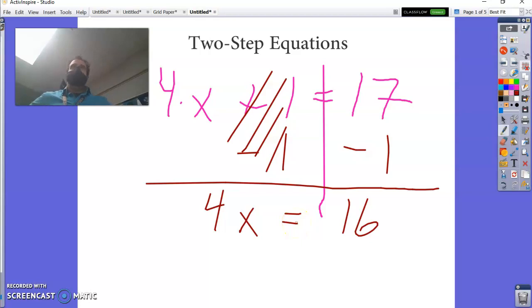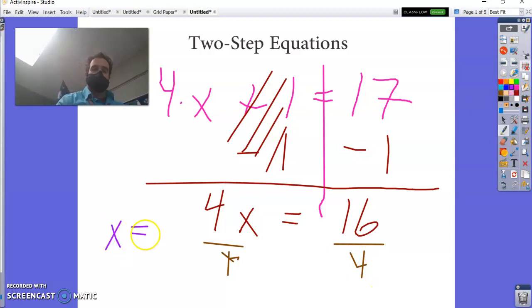Now we are down to a one-step equation. This is like we had yesterday. We have 4x equals 16. How would I undo that? Division, thank you. That was for everybody. And that's what, divide by 4. Divide by 4. X should equal 4. Sorry.